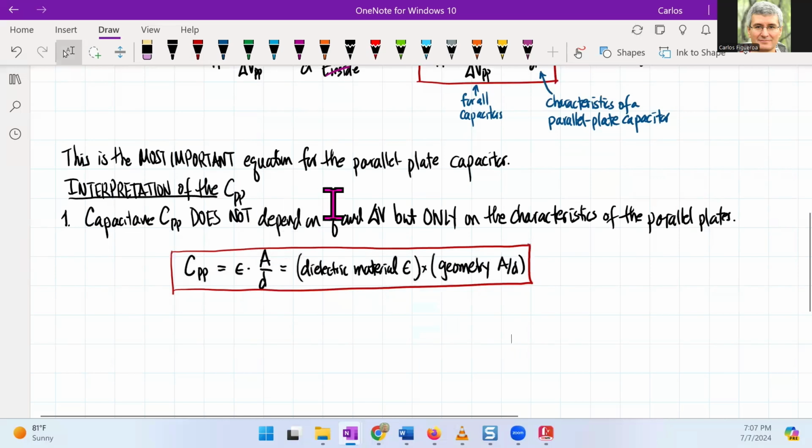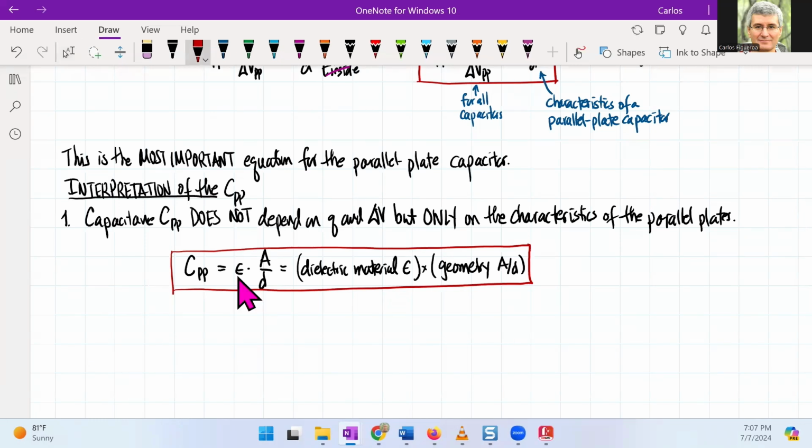So what we want to do here is analyze this equation. But it turns out that we need more information to deal with the dielectric. So here, we will only address the geometry of the capacitance.